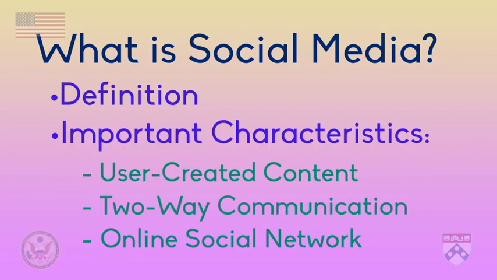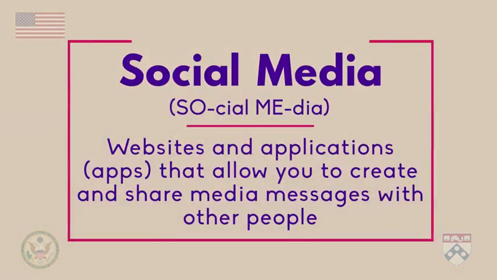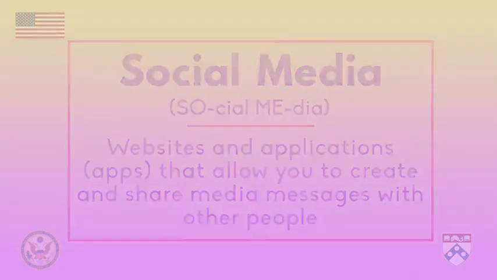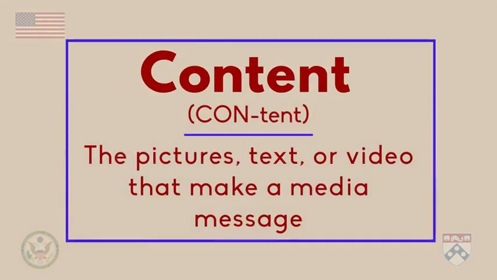an online social network. We can start with a definition. Social media is the websites and applications or apps that allow you to create and share media messages with other people. These sites or apps allow users to create content, which is the pictures, text, or video that make up a media message. What makes this media social is that users can then publish their own content so it can be shared with other people.